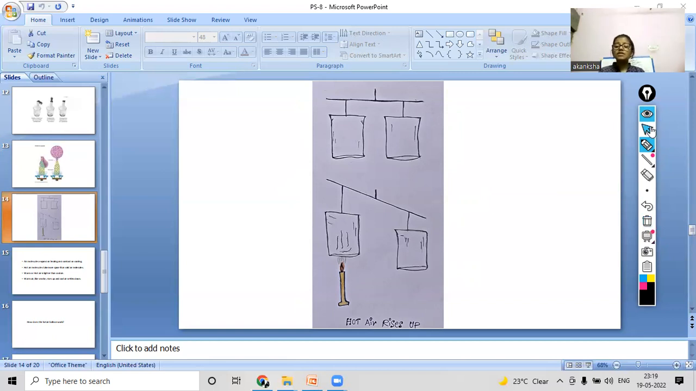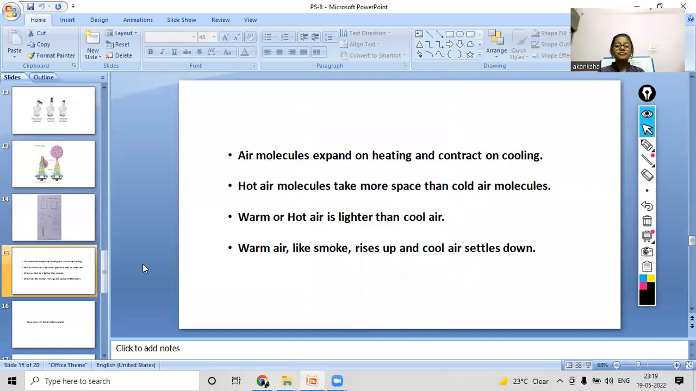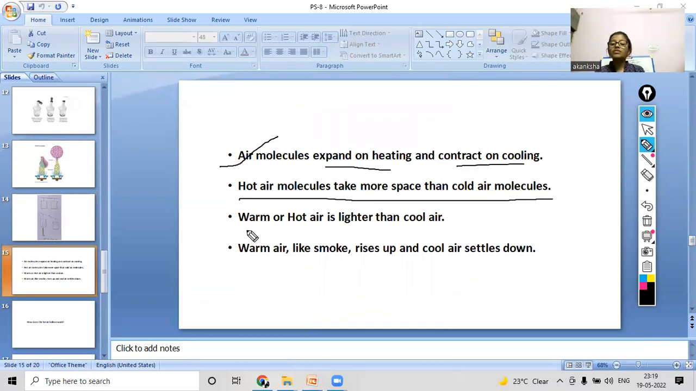So now we will see some additional details, right? Okay, so let's see. First, air molecules expand on heating and contract on cooling. This is a very important point that you have to remember. And hot air molecules take more space than cold air molecules, right? Warm or hot air is lighter than the cooler air, and warm air like smoke rises up and the cool air settles down.